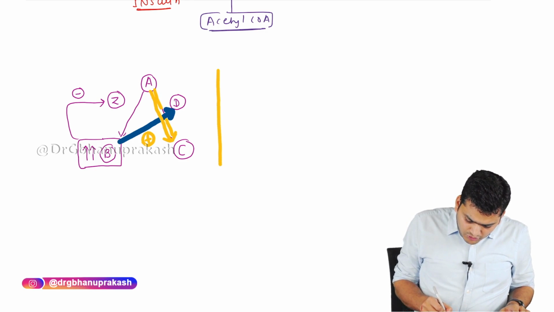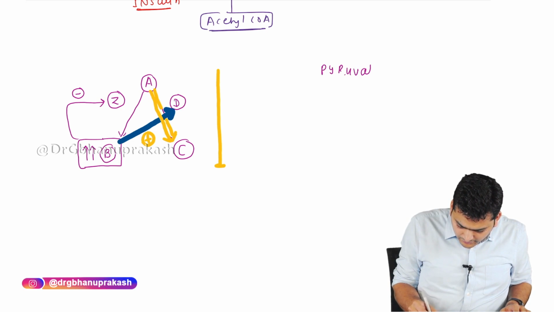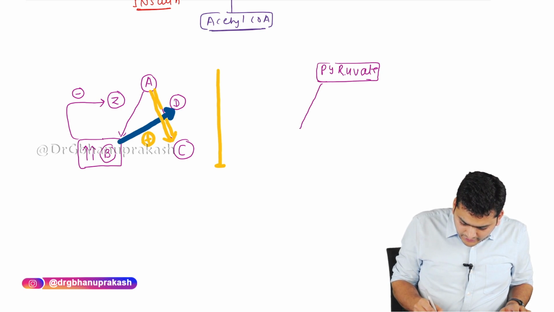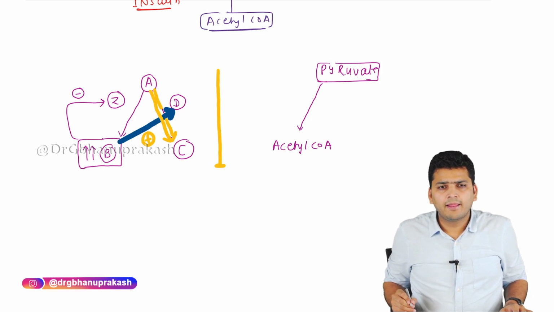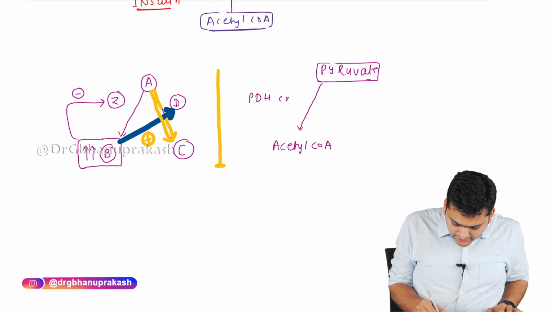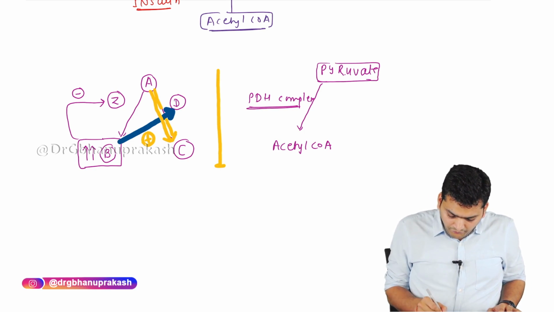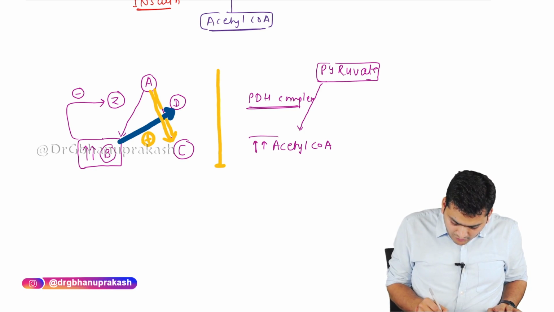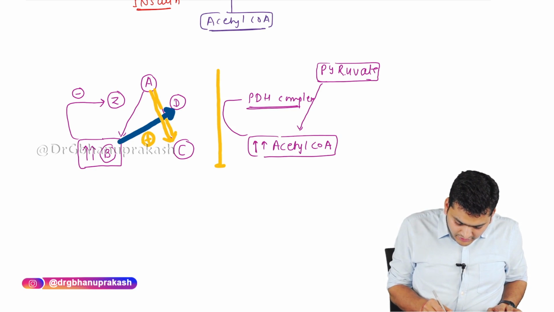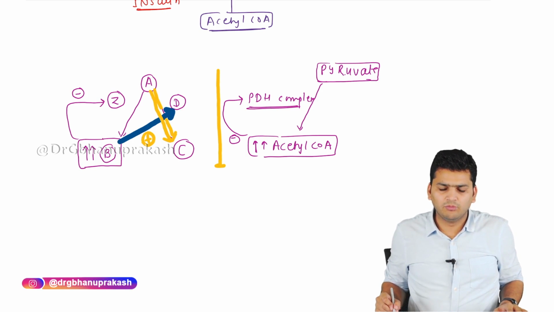So if I use the same concept here, there is the same molecule called pyruvate. Pyruvate can convert into acetyl CoA, that is the link reaction, if you remember. For that reaction, the name of the enzyme is the PDH complex. So if I increase the concentration of acetyl CoA, it is going to inhibit the PDH complex. Once it is there, it will inhibit that: no need to make me anymore.